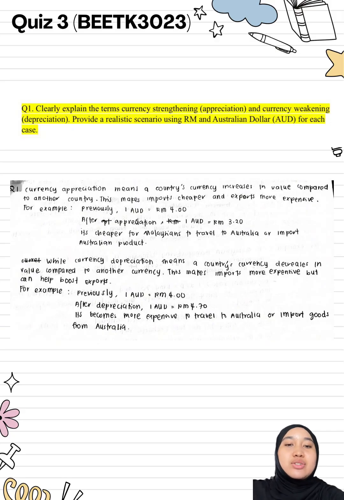This means we need less ringgit to buy Australian dollar, so it's cheaper for Malaysians to travel to Australia or buy Australian products. On the other hand, depreciation means the currency becomes weaker. Let's say 1 Australian dollar used to be 3 ringgit 20 cent, but now it costs 3 ringgit 60 cent. That means the ringgit has depreciated. Malaysians now need to spend more ringgit to get the same amount of Australian dollar, making it more expensive to travel or import goods from Australia. So appreciation makes foreign goods and travel cheaper, while depreciation makes them more expensive but may help local exporters.